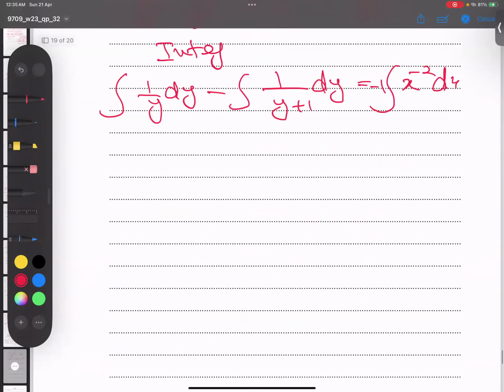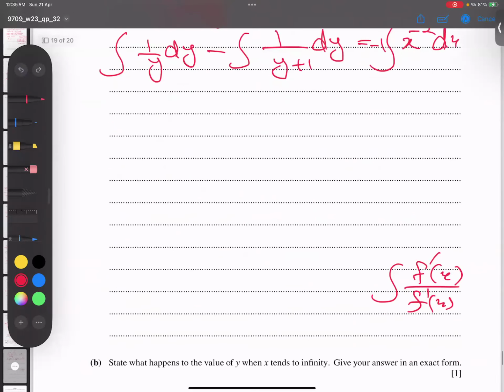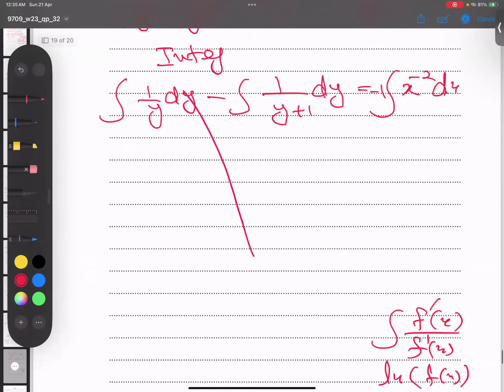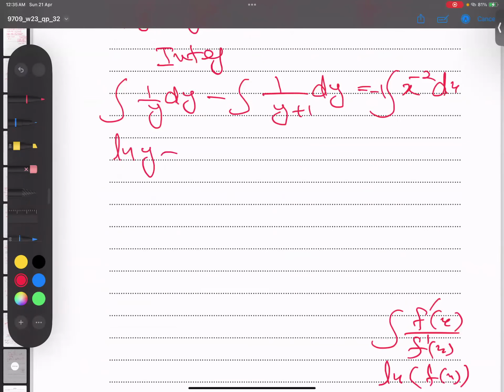So basically, students, what's the rule? We have the function down, that you know, and derivative up, that you know, and the power of the function is 1, like for example 1. So what is the answer? Logarithm of the function. So I'm applying it here. So I got a logarithm of y, and minus logarithm of y plus 1. And what about this? Negative as it is, increase the power by 1. I got minus 1 by minus 1 plus c.